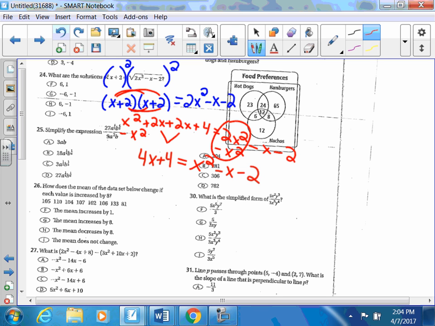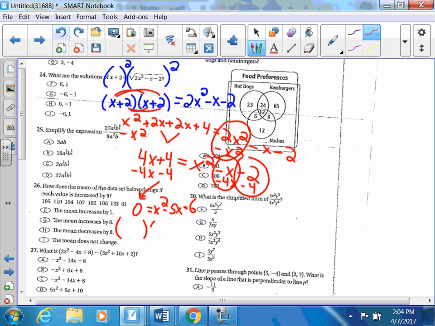Okay, now move this to the other side, so subtract 4x and then minus 4. Subtract 4x minus 4, and we will get 0 equals x squared, negative x minus 4x is negative 5x, and then negative 2 minus 4 is negative 6. Okay, and now we're going to try to factor this.